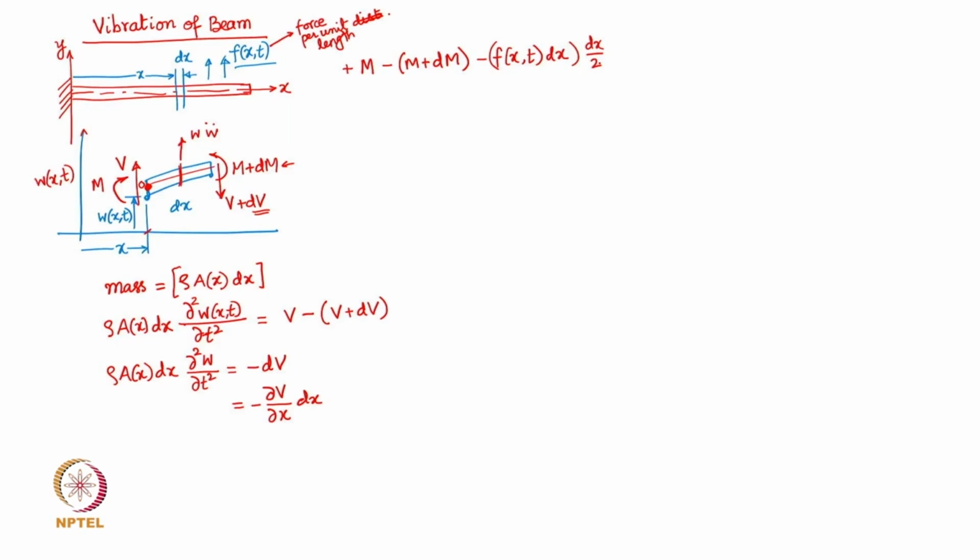And of course then you have plus V plus dV. This is the force which is going to create a moment, and that moment arm is going to be dx. That's how we will write the moment balance here. So this is equal to 0.